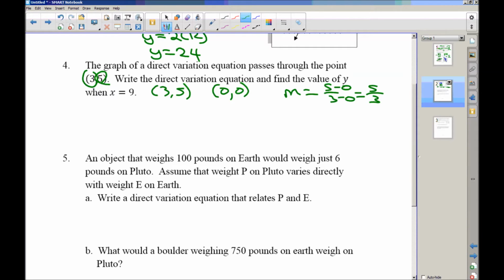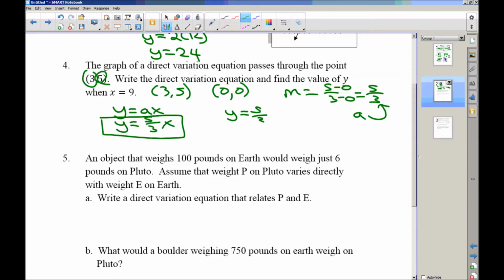If you take any point on the line and you divide the y by the x, you get the slope. And remember, the slope is our constant of variation, a. So I'll write my equation, y equals ax, and then replace a with 5/3. So here's our first answer. For our second answer, we take our equation, put 9 in for x, and then work that out. So 45 divided by 3 makes 15. When x is 9, y is 15.